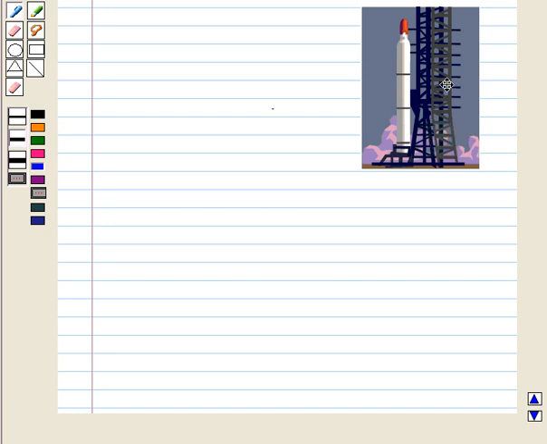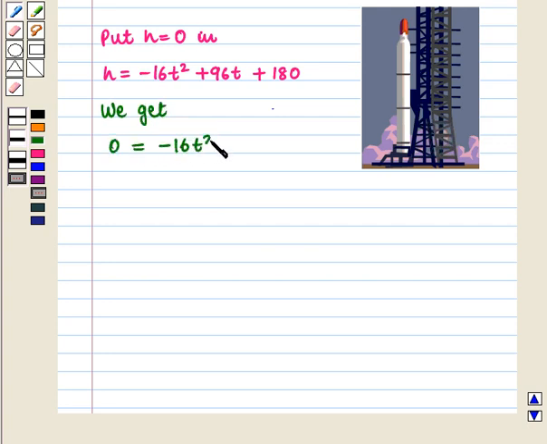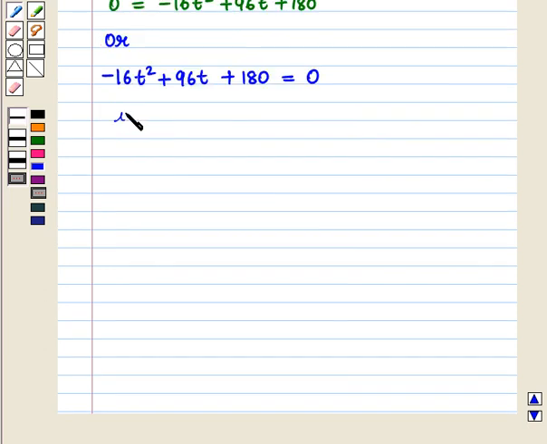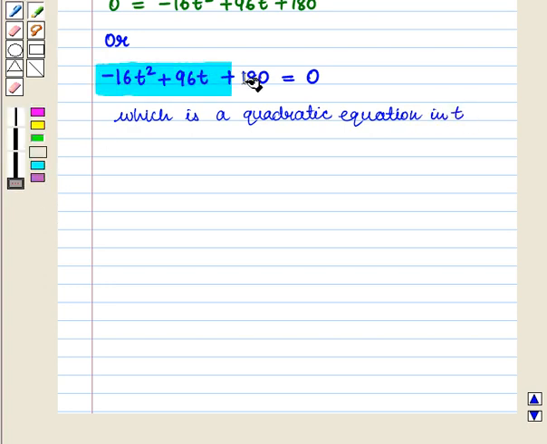Now we know that when the rocket hits the ground, the height of the rocket will be 0. So we put h is equal to 0 in the given function, that is h is equal to minus 16 t square plus 96 t plus 180, and we get 0 is equal to minus 16 t square plus 96 t plus 180, or we can write it as minus 16 t square plus 96 t plus 180 is equal to 0, which is a quadratic equation in t. Now we will solve it for t.